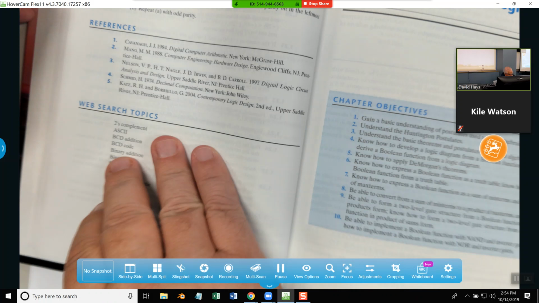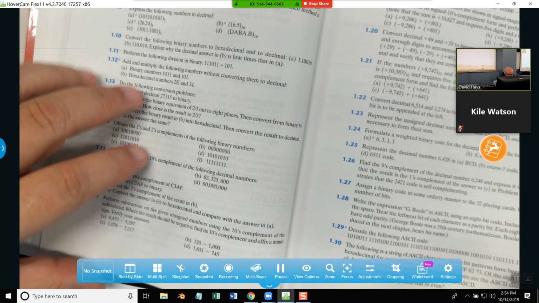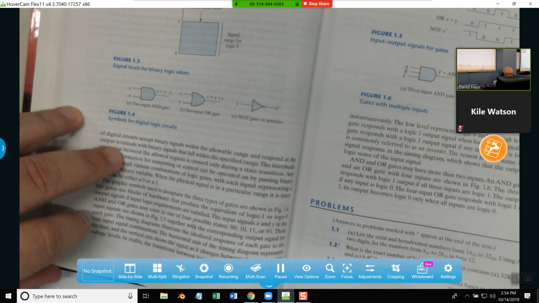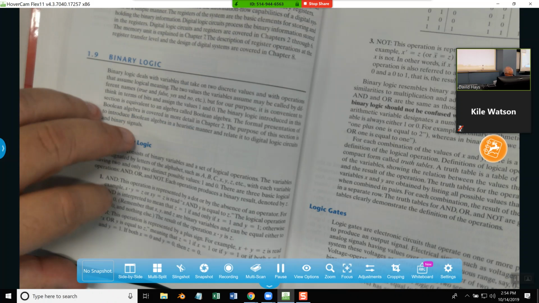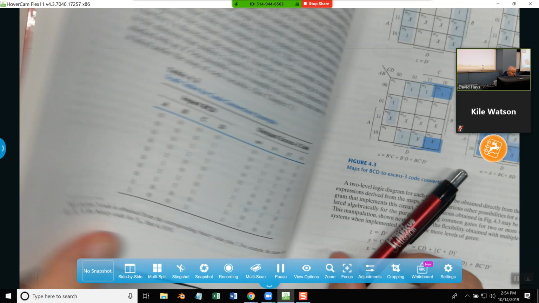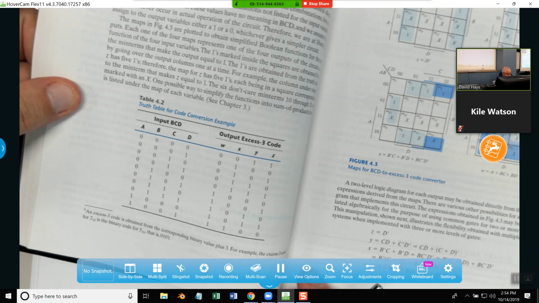So you have here the input, BCD, and this is 2 to the third, which is 8. This is 2 squared, which is 4. This is 2 to the first, which is 2, and then 2 to the 0 will be 1. That's the 8421 over here for BCD.